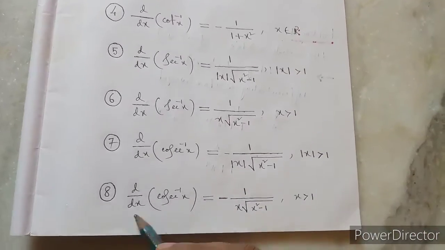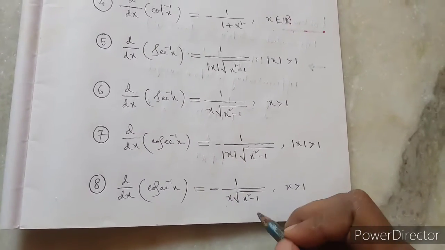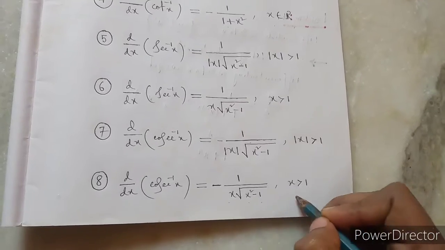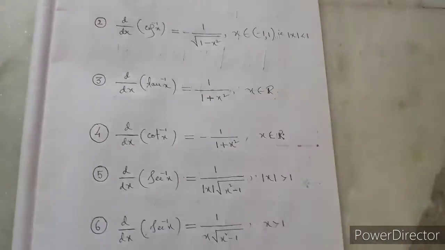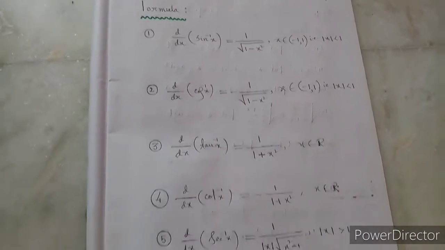Number 7, d/dx of cosec inverse x equals minus of 1 by |x| into root under x square minus 1, where |x| > 1. And number 8, d/dx of cosec inverse x equals minus of 1 by x into root under x square minus 1, where x > 1. So these 8 are the formulas related to derivative of inverse of trigonometric functions.